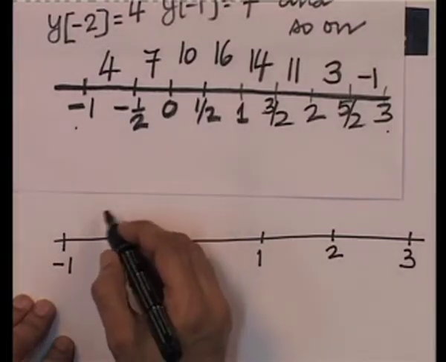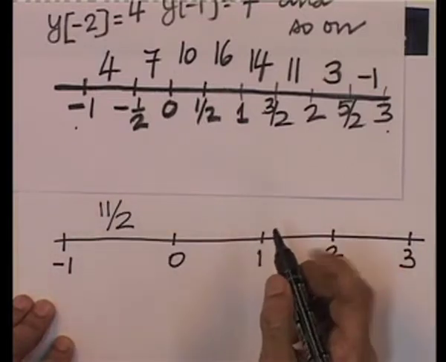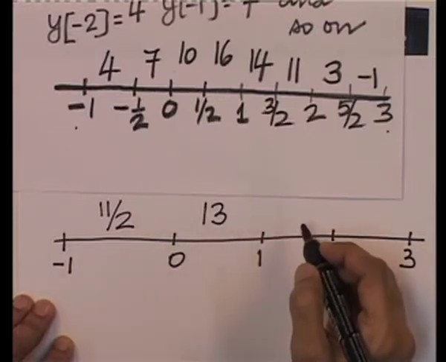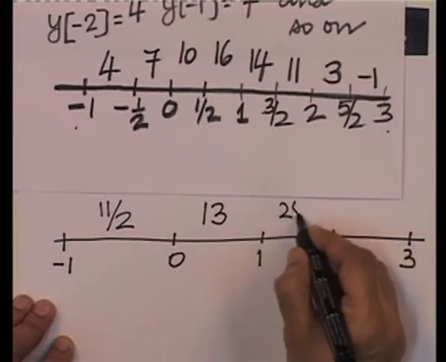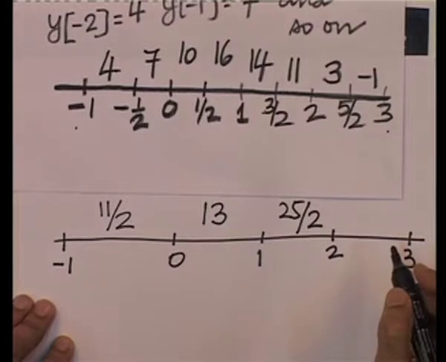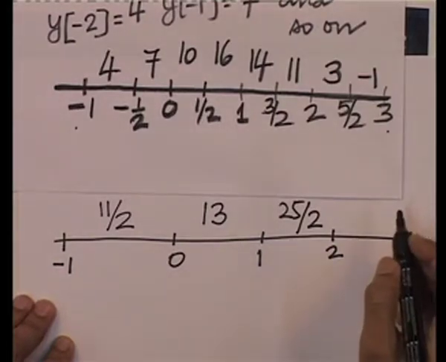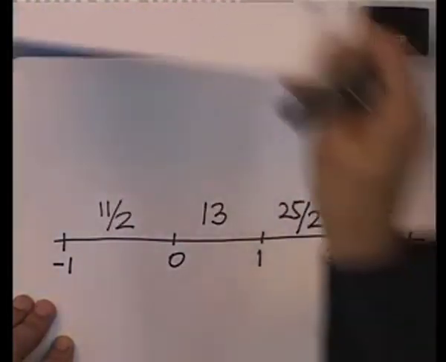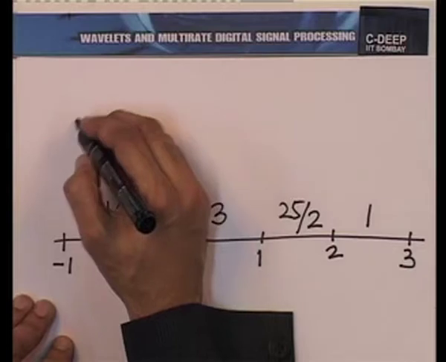So, (4 plus 7) by 2, that is 11 by 2 here. (10 plus 16) by 2, that is 13. Between 1 and 2, it is going to be (14 plus 11) by 2, that is 25 by 2. And between 2 and 3, it is going to be (3 plus -1) by 2, that is 2 by 2, and that is 1. This is how the projection on V0 would look.